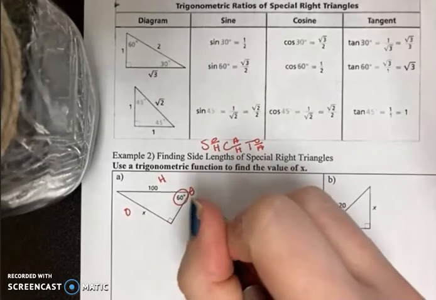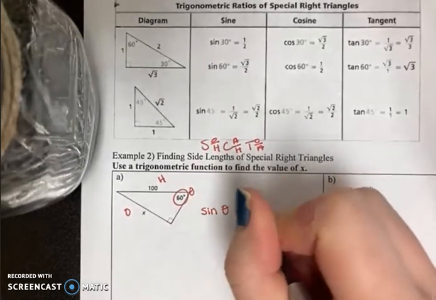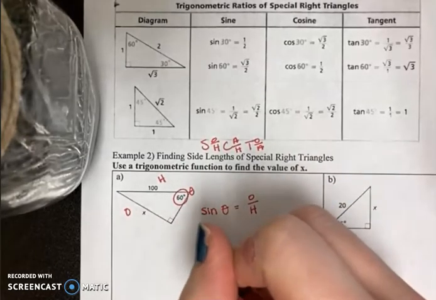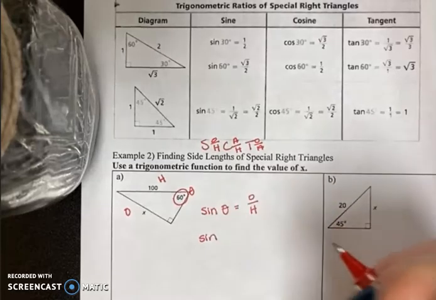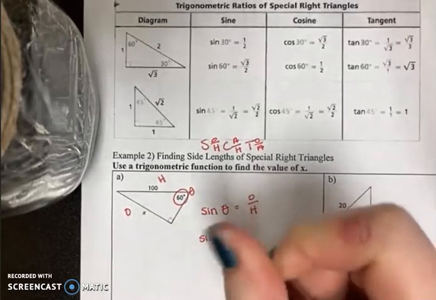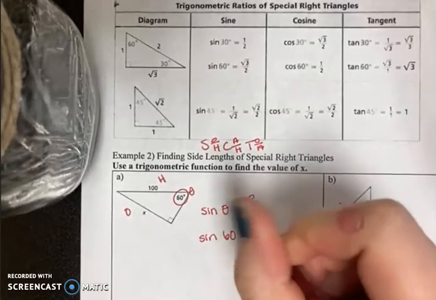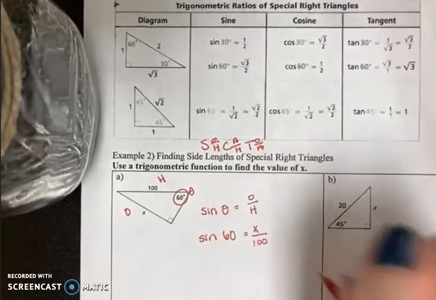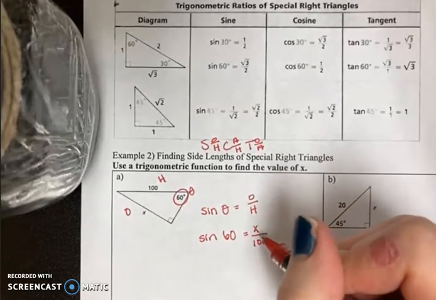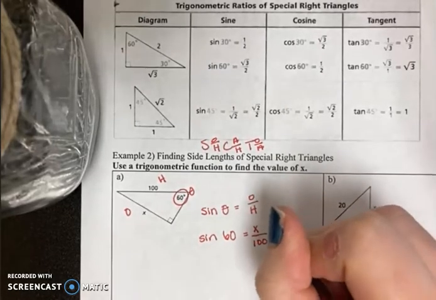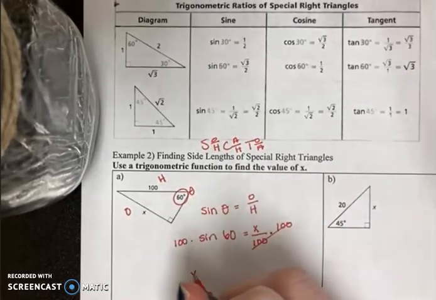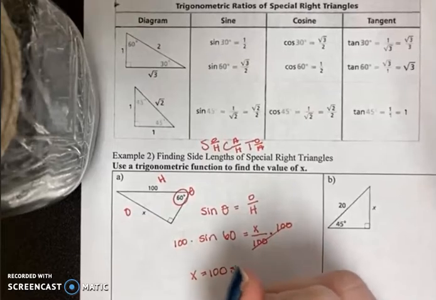So I have sine of theta equals opposite over hypotenuse. I'm going to plug in what I know here. Sine of theta, my reference angle is 60 degrees. So it's sine of 60 equals opposite, which was x, over hypotenuse, so 100. I'm trying to solve for x. So to get x by itself, I'm going to multiply each side by 100. That gives me x equals 100 sine of 60.